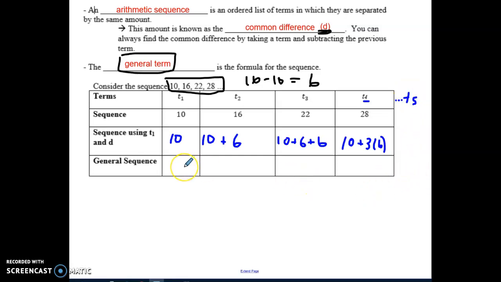So another way we can think of this is using a formula. So the general sequence, again, is T1, and then for term 2 would be T1 plus D. Sorry, it's a little messy. Next we'd go T1 plus 2Ds, and then T1 plus 3Ds, and so on. Again, pause the video here if you need more time.